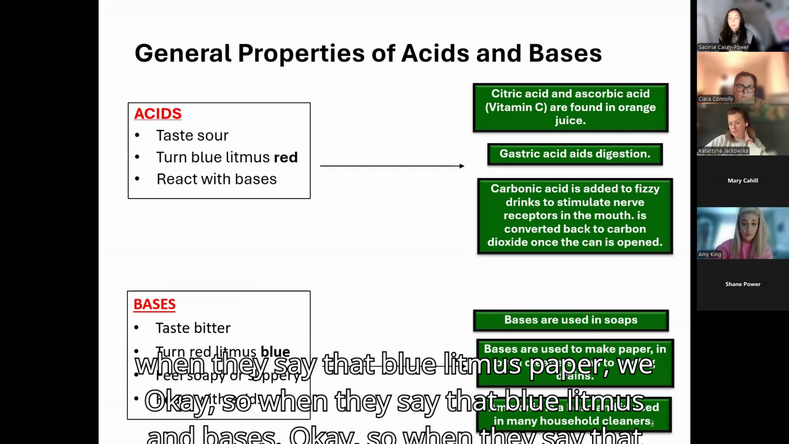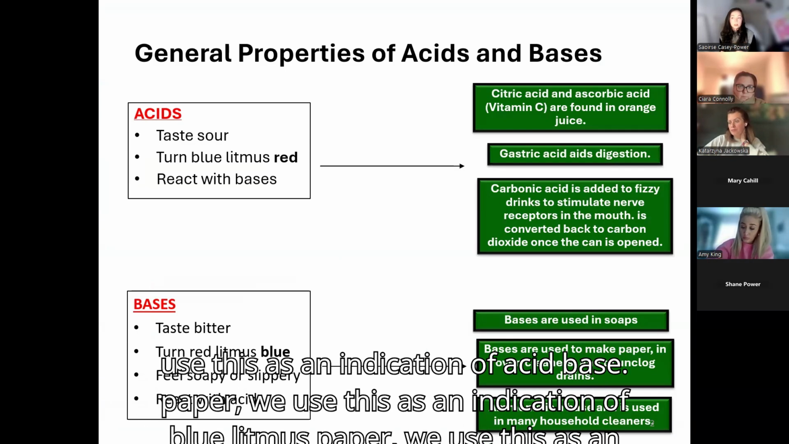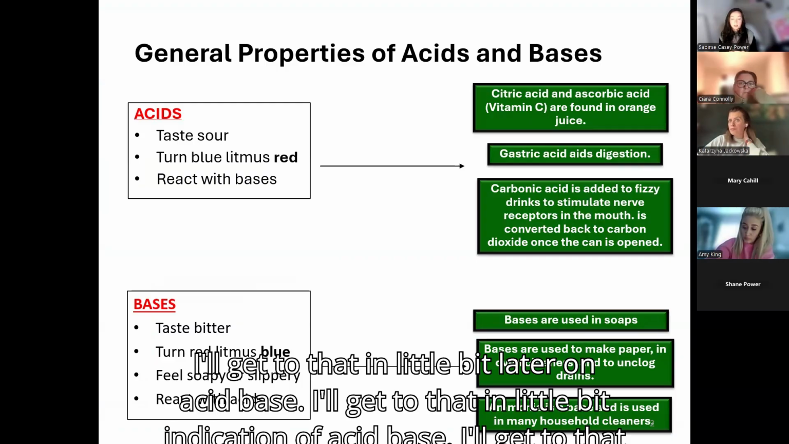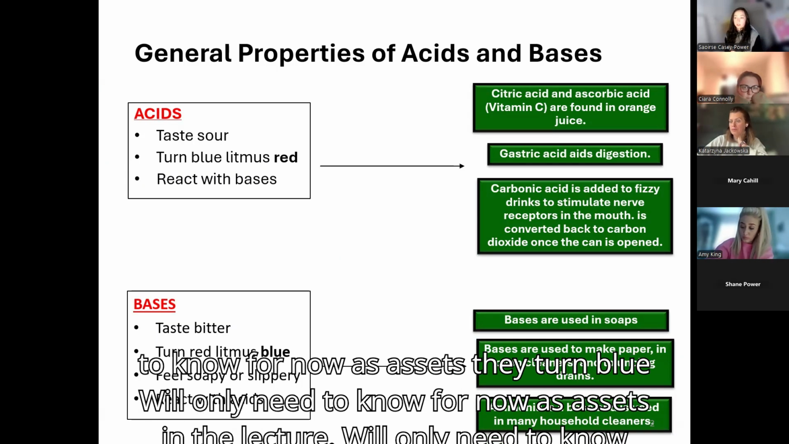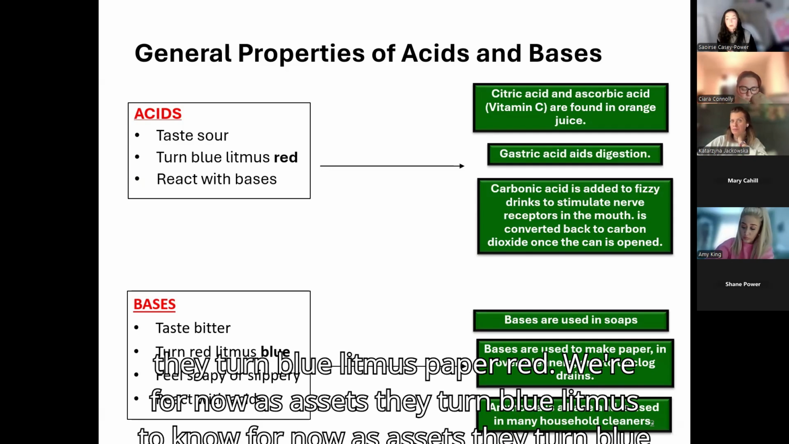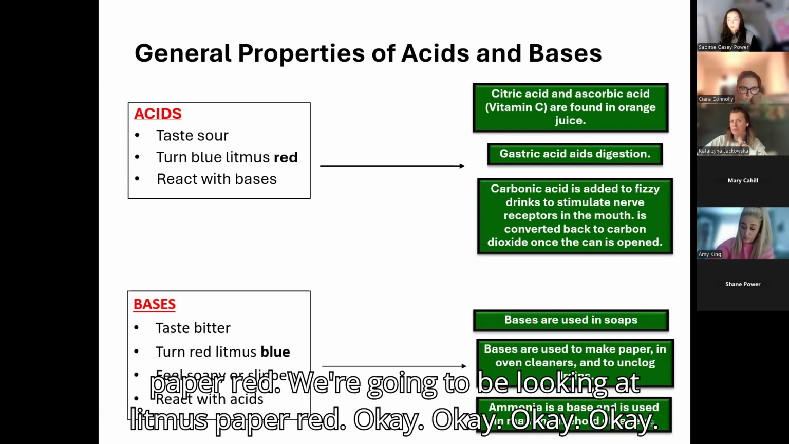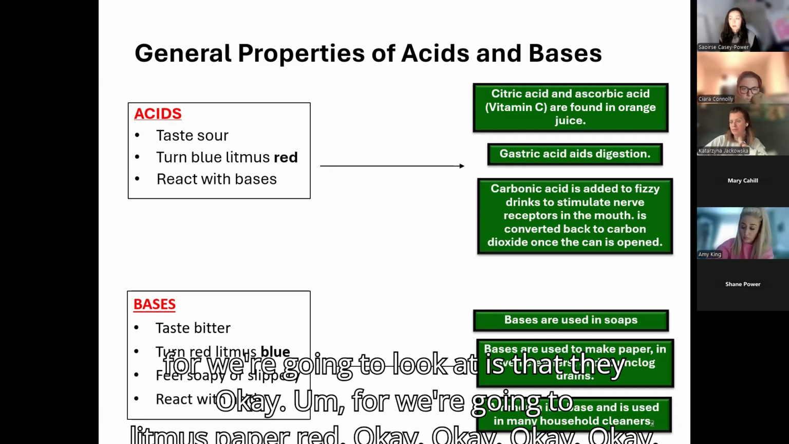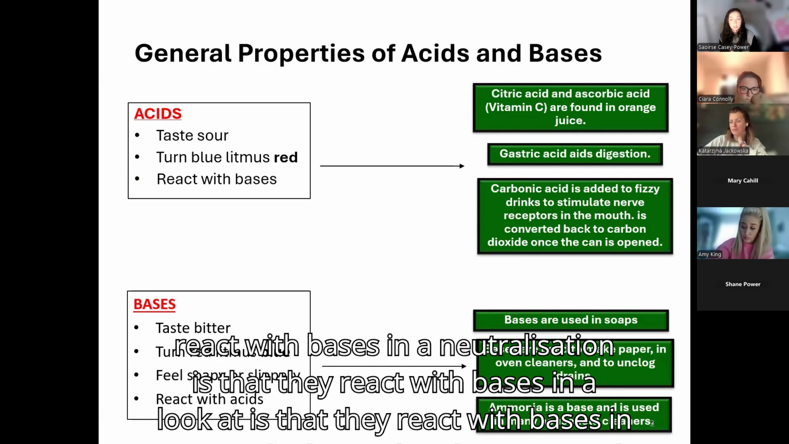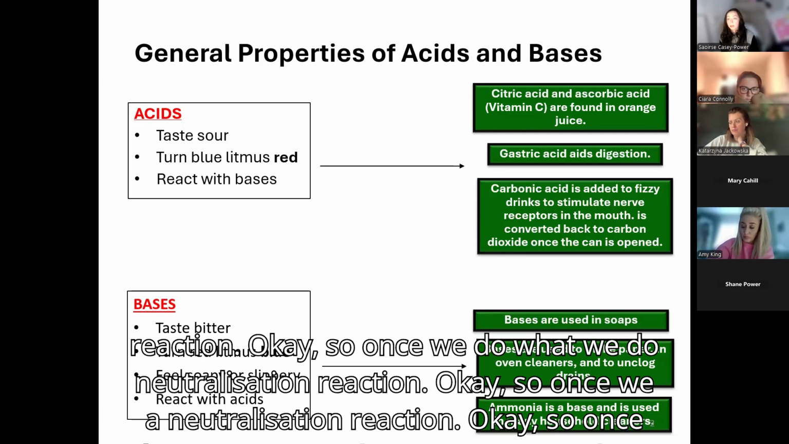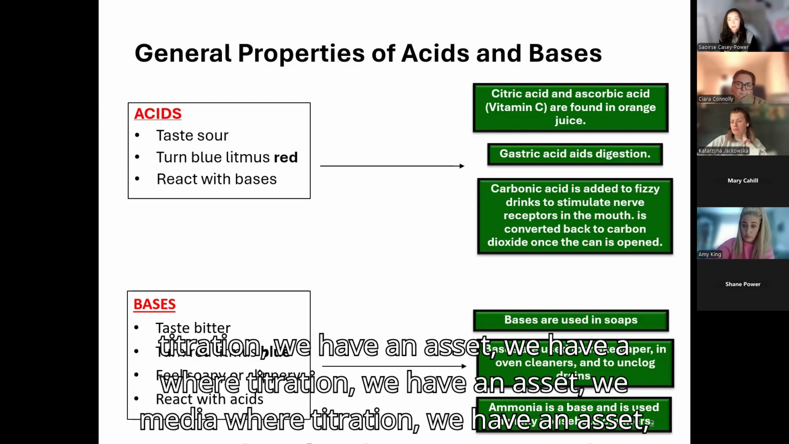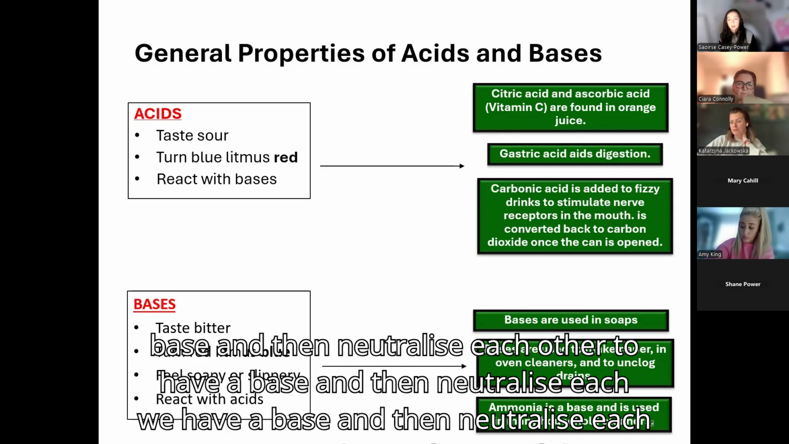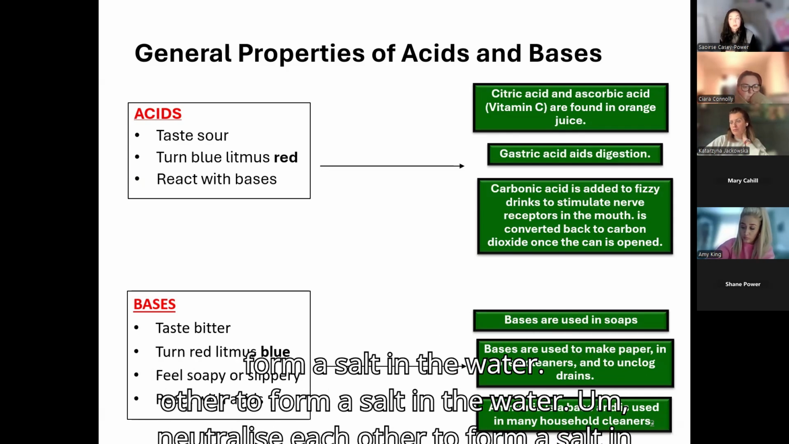Okay, so when I say that blue litmus paper, we use this as an indication of acid and base. I'll get to that a little bit later on in the lecture. But all you need to know for now is that acids turn blue litmus paper red. Okay. And what we're going to look at is that they react with bases in a neutralization reaction. Okay. So what we do in the lab practical when we do our titration, we have an acid and we have a base, and they'll neutralize each other to form a salt and water.